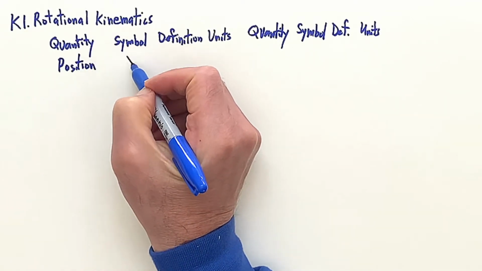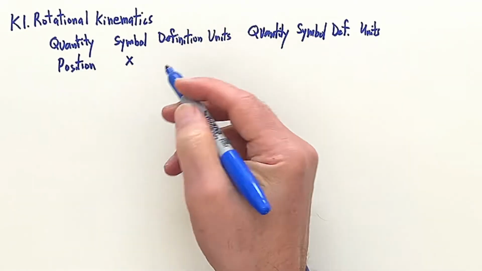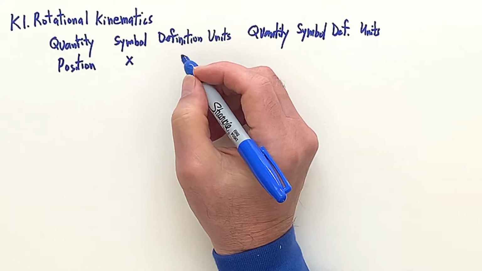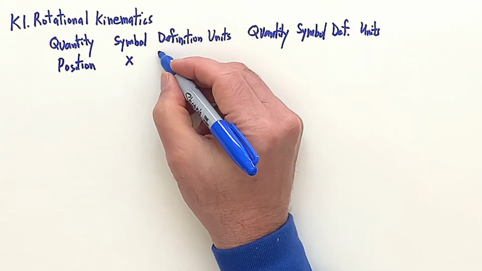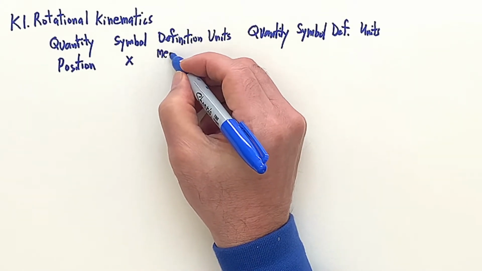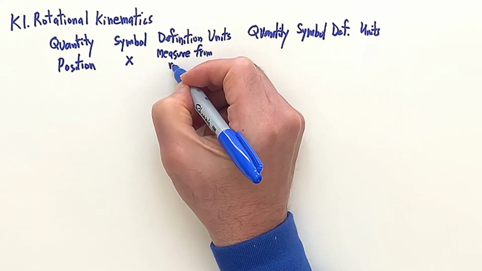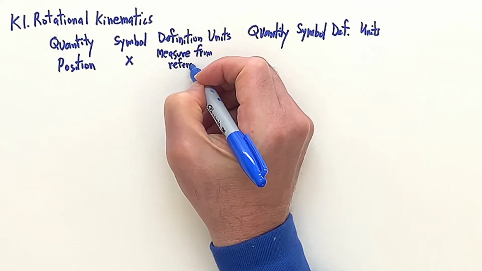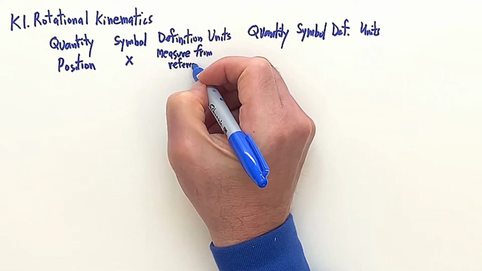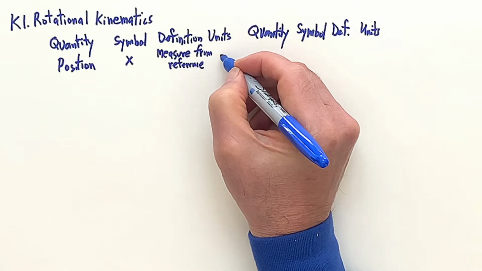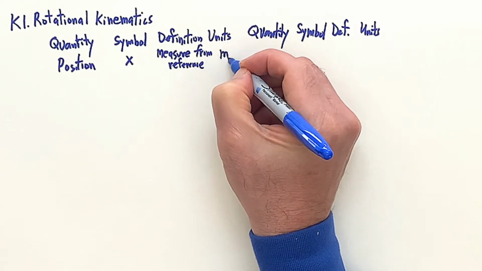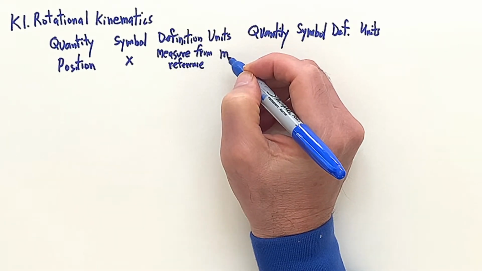and that's going to be x in kinematics. We have already studied that in somewhat detail. And this is a measure of a distance from a reference. So we're measuring here distance, and the units for a distance, meters, for example.